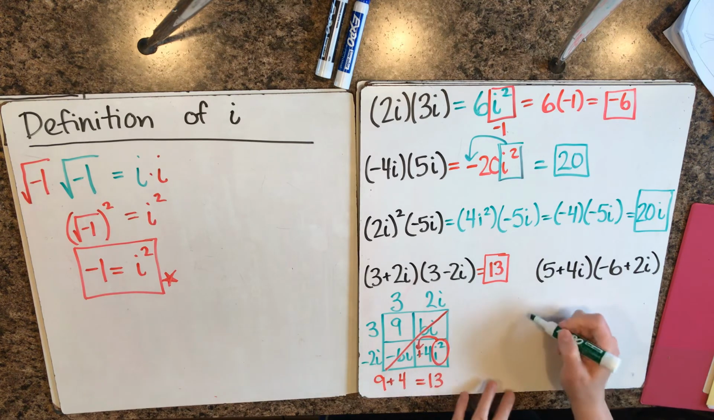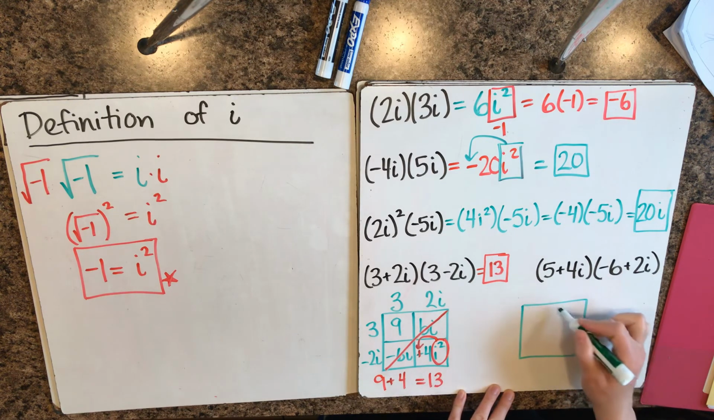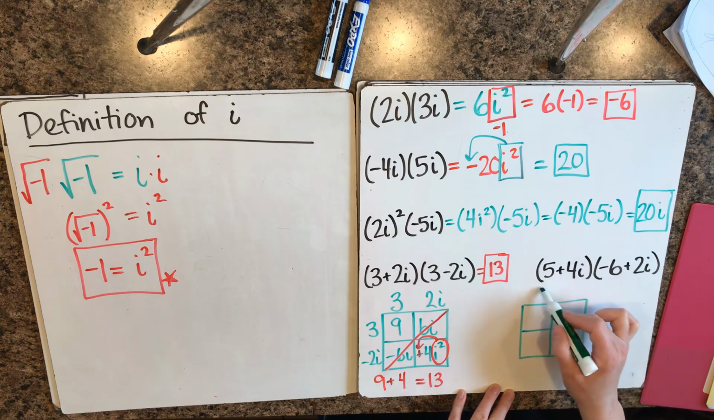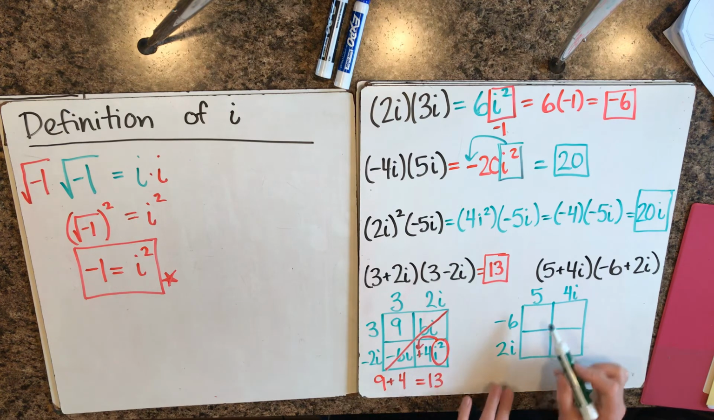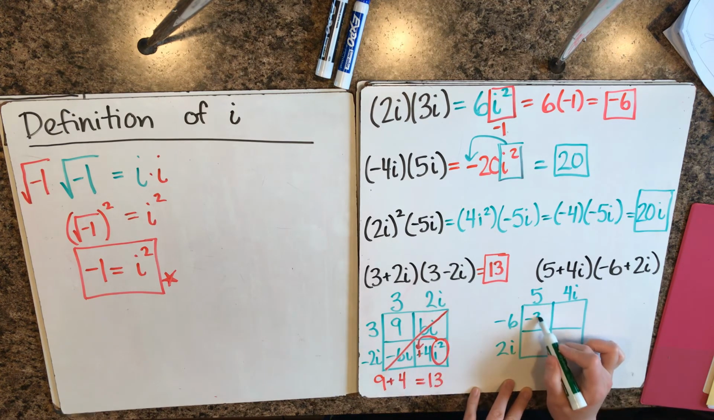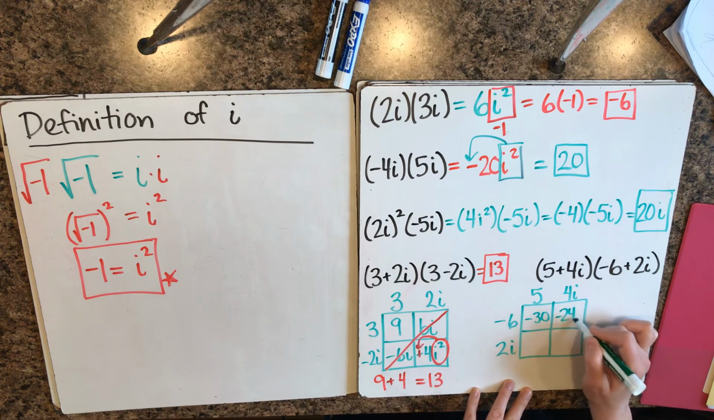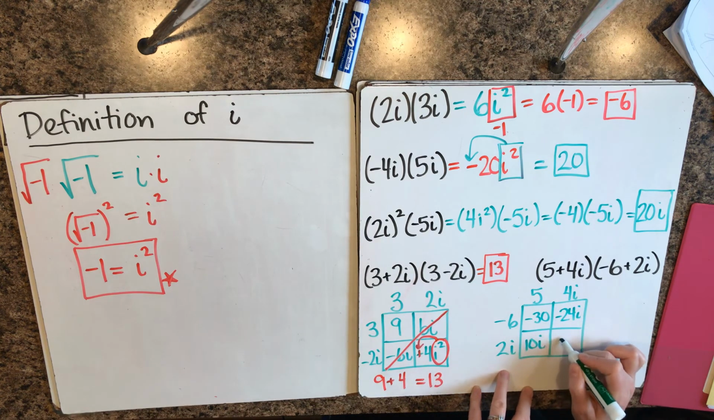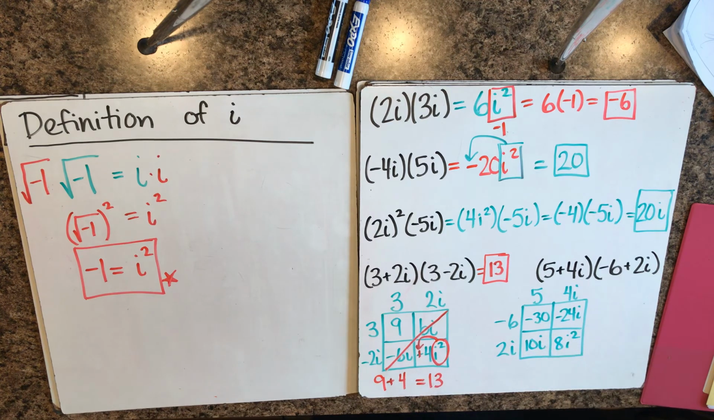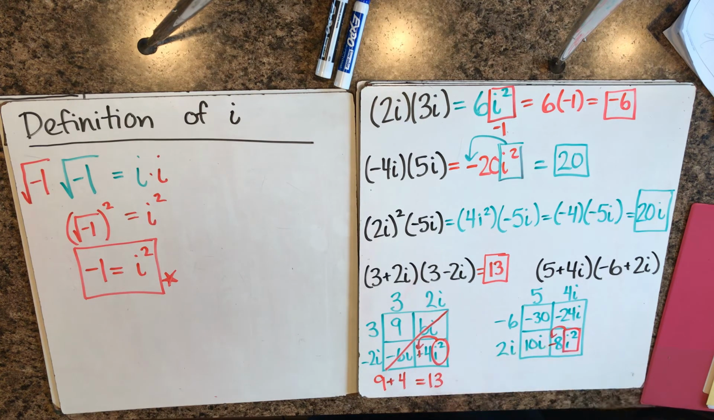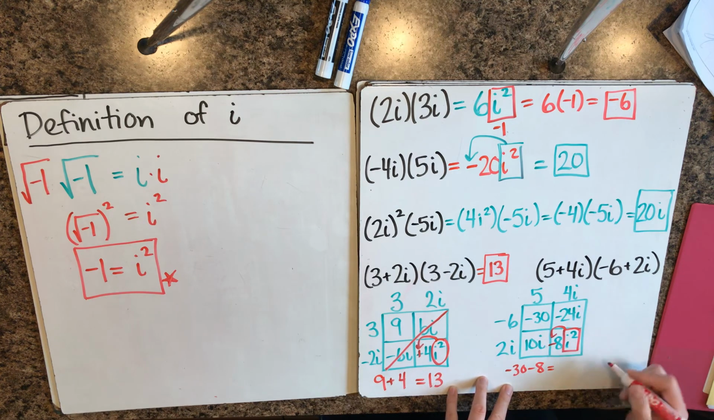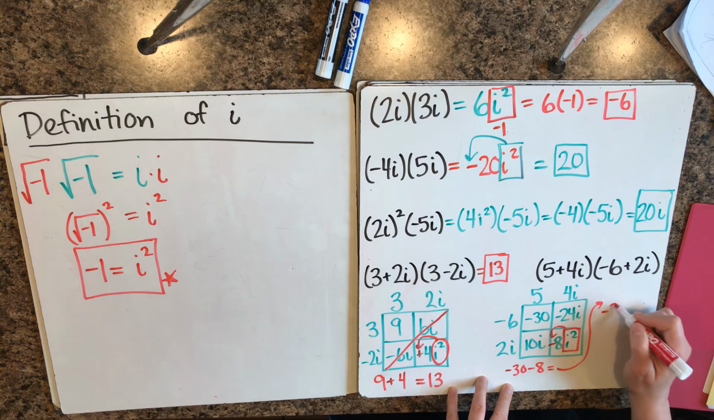Same strategy we used on the left. You guys have known this strategy for a long time. Generic rectangle, 5 plus 4i, negative 6, positive 2i. Okay, we're just doing multiplication. So we get negative 30, negative 24i, positive 10i, and 8i squared. Okay, now this time I don't get a zero pair, but I do have to remember to simplify i squared. So that really becomes negative 30 minus 8, which is negative 38.